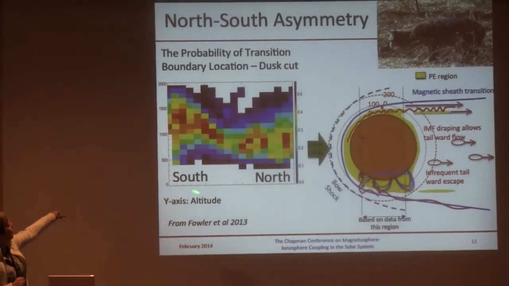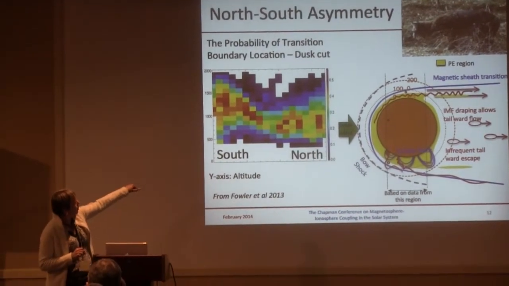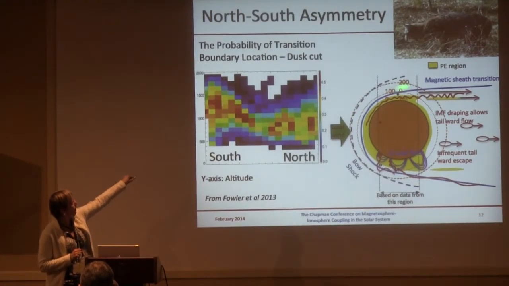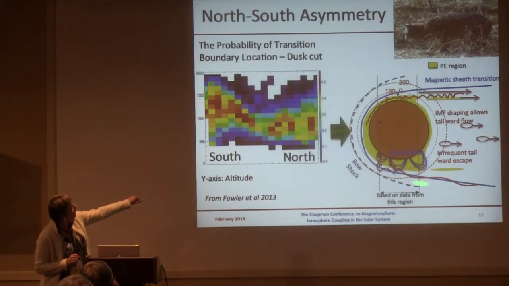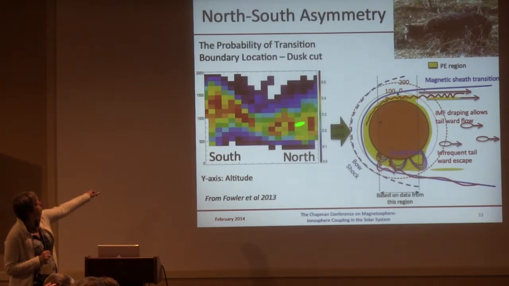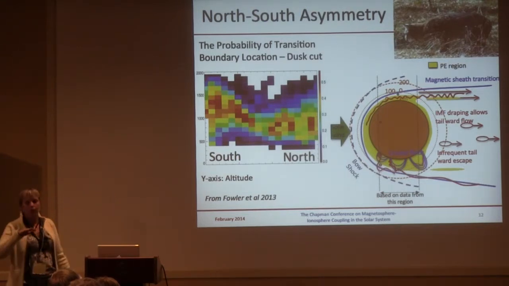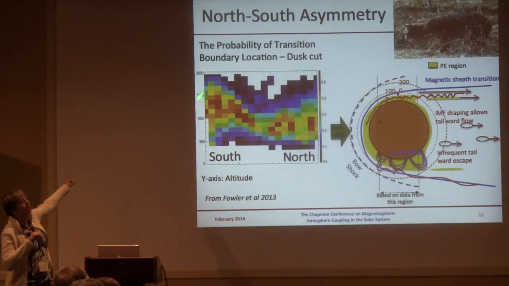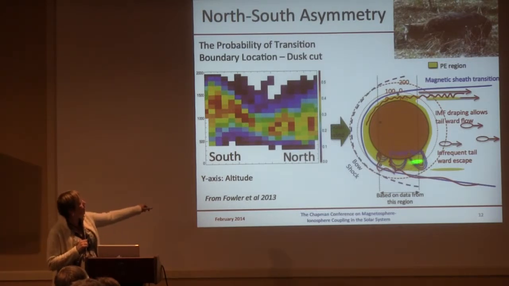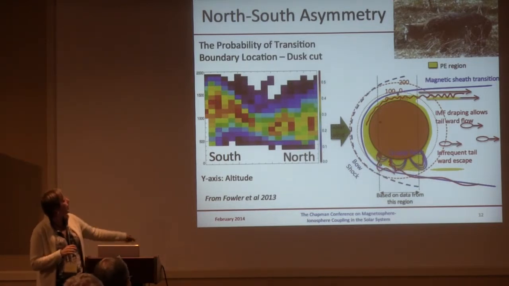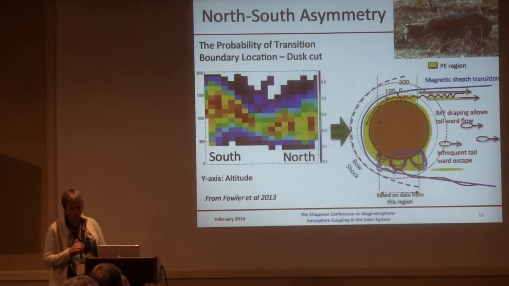And here, for instance, we have mapped out, using Mars Express dusk observations, the location of this magnetic sheath transition region. This is the probability of where this transition region is. Up in the north it is fairly constant, but in the south, where we have the crustal field, it's puffed up. We have also done the same statistical study on the photoelectron boundary, and it's also puffed up in the south and north.